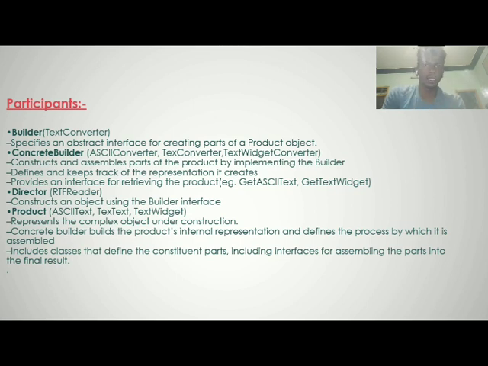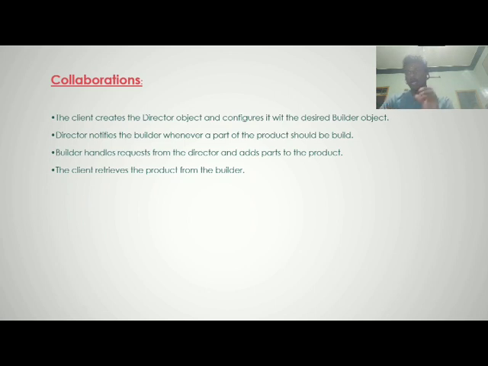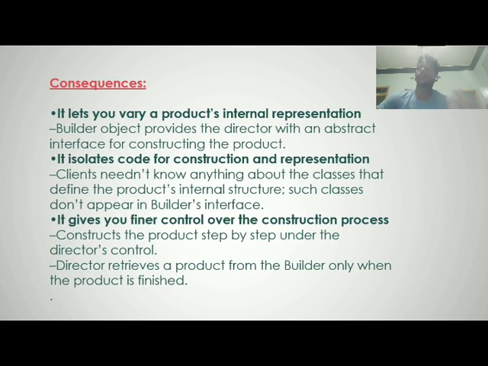Collaboration: the client creates the director object and configures it with the desired builder object. The director notifies the builder whenever a part of the product should be built. The builder handles the request from the director and adds the part to the product. The client retrieves the product from the builder. And we can discuss consequences. This lets you vary a product's internal representation.